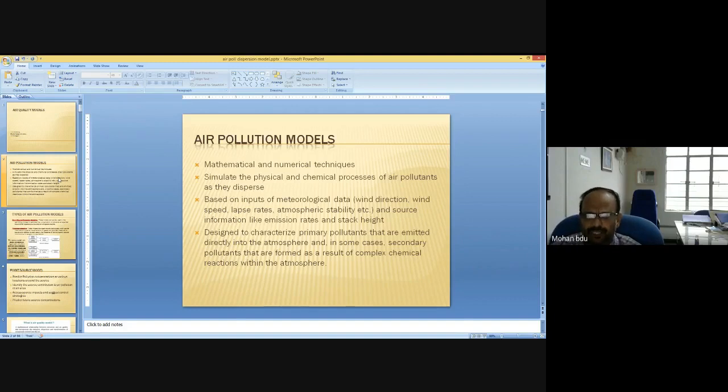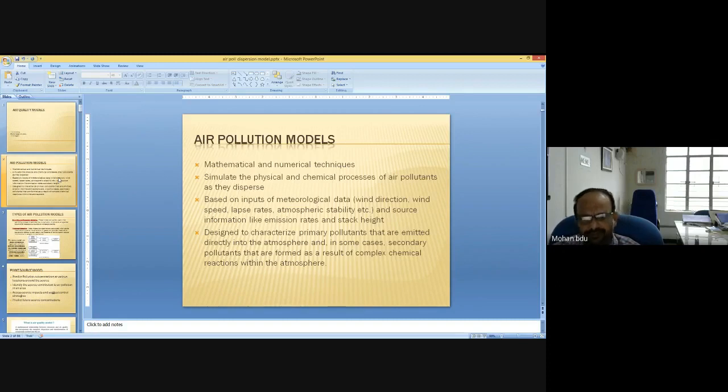But mostly these models are mathematical and numerical techniques. The model simulates the physical and chemical processes of air pollutants as they disperse from a given source, based on the inputs of meteorological data like wind direction, wind speed, lapse rates, atmospheric stability, and source information like the stack height, emission velocity of the gas, and also the heat of the gas being emitted from the stack.